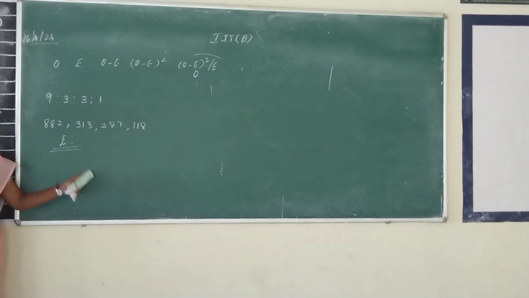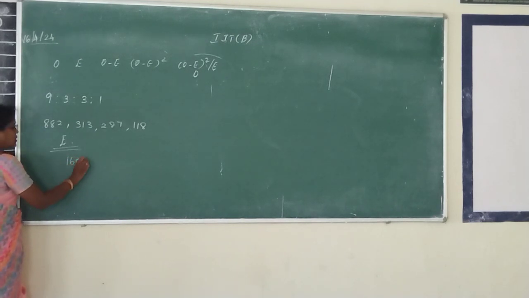Now you get the E value for all four groups. How can you find it? 1600. So how many samples have you taken? 1600. 400.